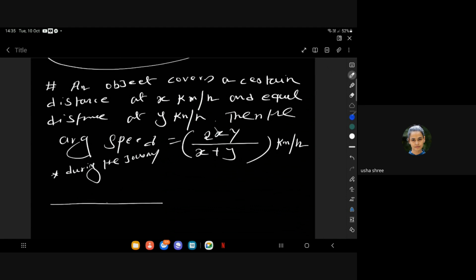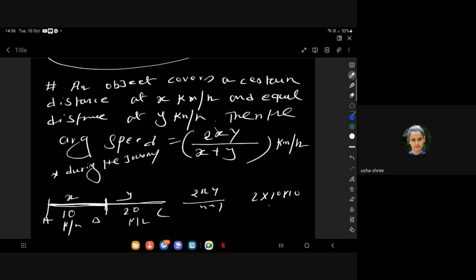So suppose there's a distance A, B, C. S is the total distance, so AB is the half distance. Half distance you have traveled at a speed of x, and from B to C, another half distance you have crossed at a speed of y. Then your average speed will be 2xy by x plus y. Say this is 10 and this is 20 kilometer per hour. Then your average speed will be 2 into 10 into 20 divided by 10 plus 20, which is 30. So 20 by 3, it will be 6.66 kilometer per hour. This will be your average speed.